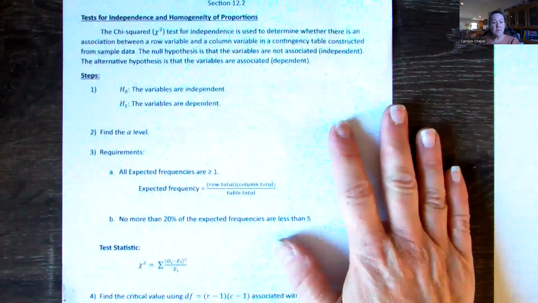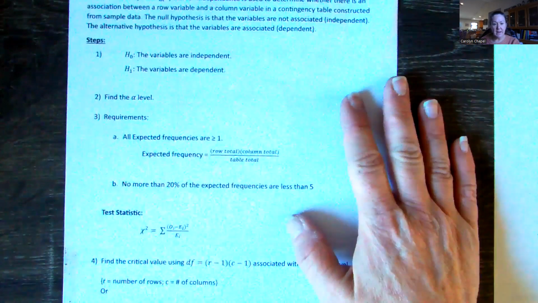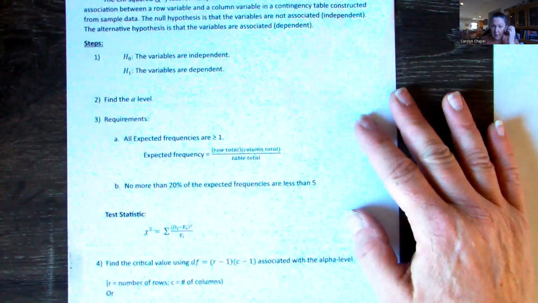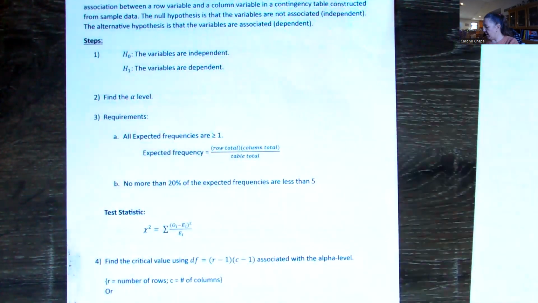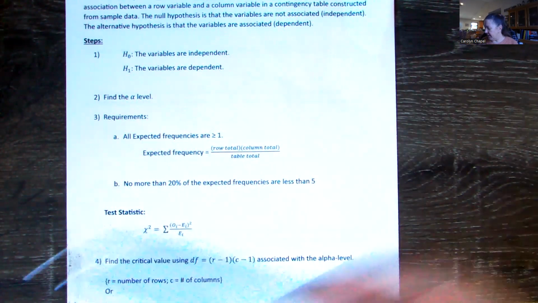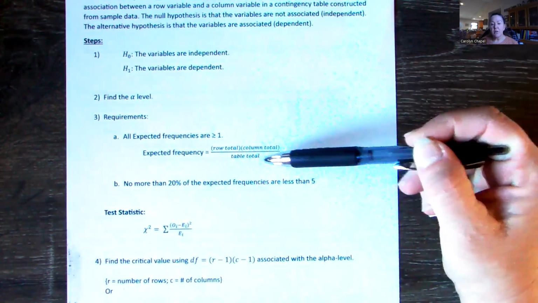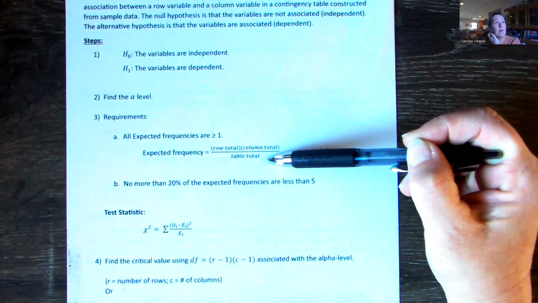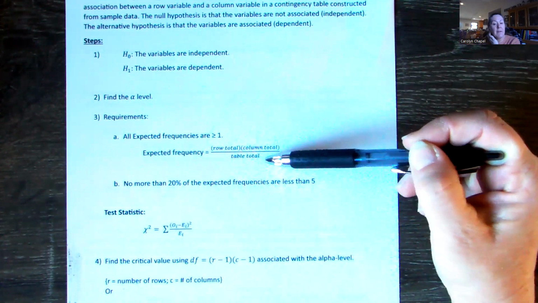Step 2 is to find, of course, that alpha level. A lot of times that is stated in our problem, so we just have to find it. Our requirements are very similar to those from before, that all of our expected frequencies are greater than 1. Our expected frequencies are found a little bit differently. I will go through one to show you. Once I go through the entire test, I'll come back and we'll go through how to find that expected frequency.